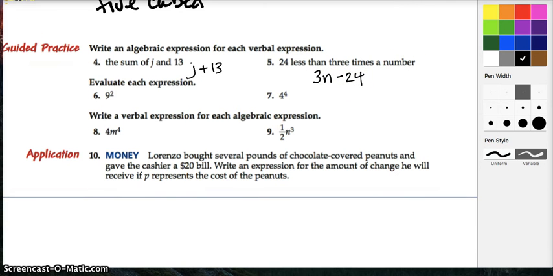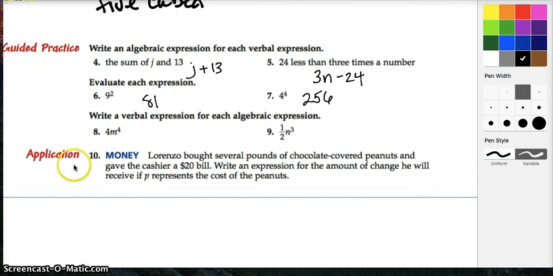Evaluate each expression. Go ahead and give number 6 a try. I hope you got 81 as an answer. How about number 7, 4 to the 4th power? I hope you got 256. Number 8 and number 9, we're going to write a verbal expression for each algebraic expression. I'm going to hold off on the answer for this one. Please send me a text or something if you need the answer desperately, but I think you guys know how to do that.